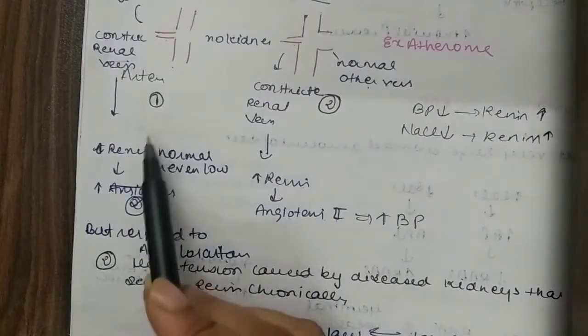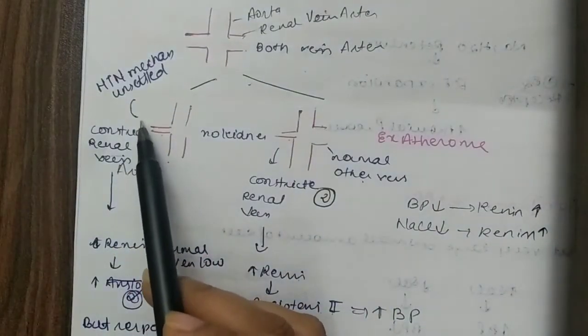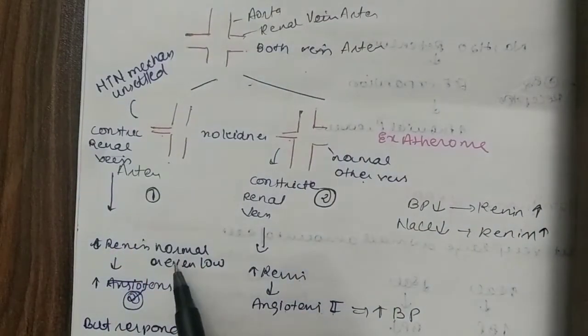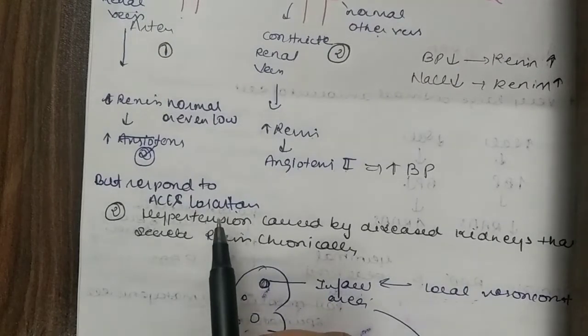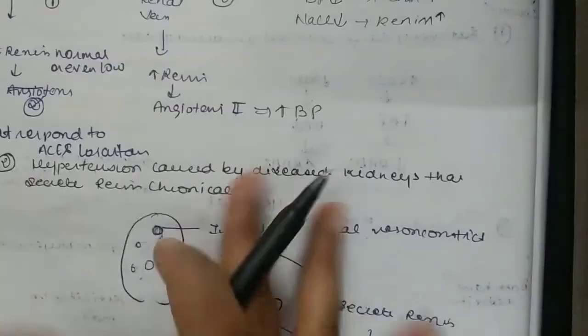So the constricted one will actually, the mechanism is unsettled. Mechanism is unsettled. So renin can be normal or even low, but these respond to ACE inhibitors and losartan. That is important. Okay.